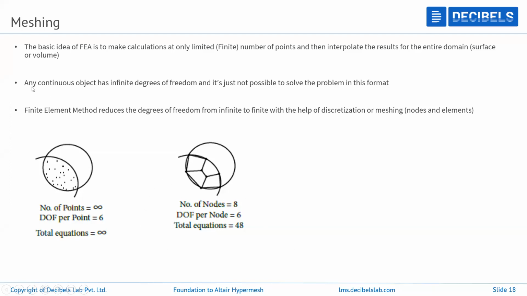Here I have mentioned that any continuous object has infinite degrees of freedom and it is not possible to solve in this format. I'm not able to give the solution to this one. So I'm taking this portion to the finite element analysis and I can extract the result from it. This is what we are doing in meshing. Meshing means discretizing with a known number of points.